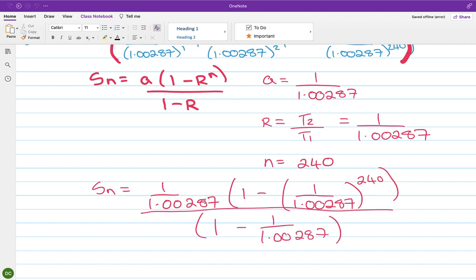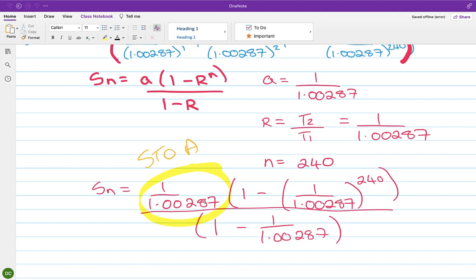This is where I normally would store that in my calculator under A so that I don't have to keep retyping it. You don't have to, I just find it a bit easier. Right, so we have that multiplied by 1 minus that to the power of 240, over 1 minus that.